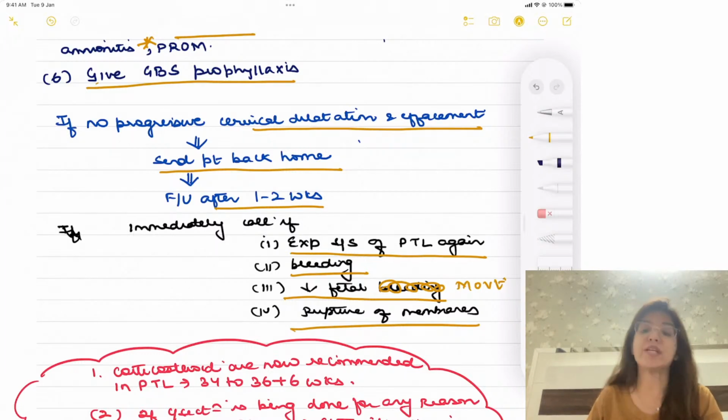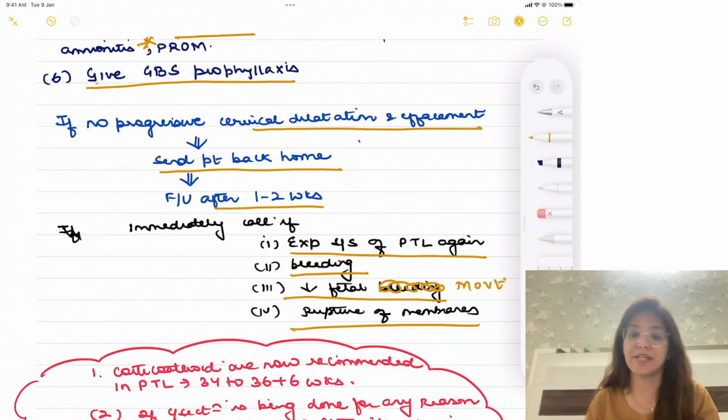So you have to tell these things to your patient and you have to mention them on the discharge card, that if she is experiencing signs and symptoms of preterm labor, if there are decreased fetal movements, if membranes rupture, or if bleeding happens, she should come to you immediately. Otherwise, she should follow up after a week, right?